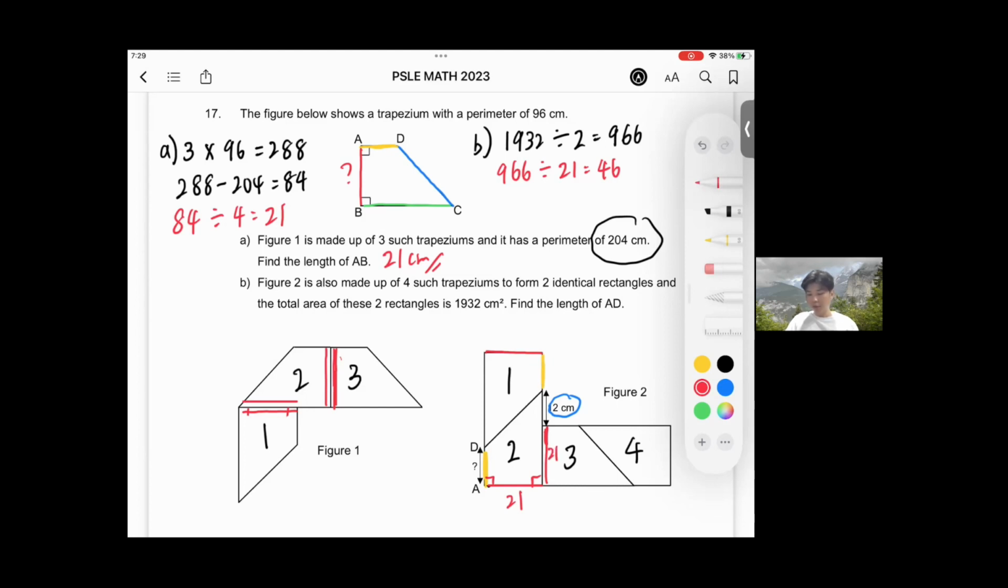So I think we can find how long the yellow line is now just by taking 46 centimeters, the length of the rectangle, take away 12 centimeters, take away 21 centimeters, we will get 13 centimeters as the answer to that yellow line AD. All right, so that's how we solve this part B of this question. So AD is going to be 13 centimeters.